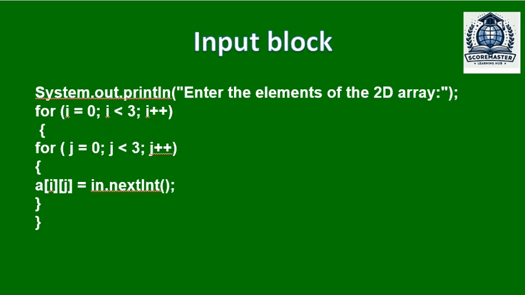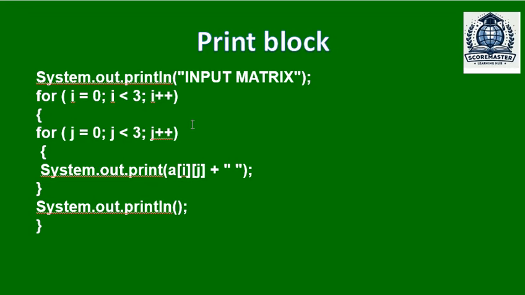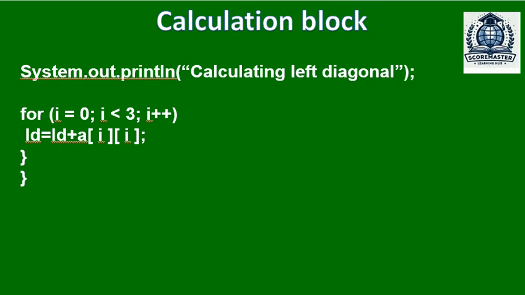The next one will be the input block, where you take the input like i, j and all that. After you take the input, you have a print block where you print the matrix. After you print the matrix, what you do here is the calculation block.